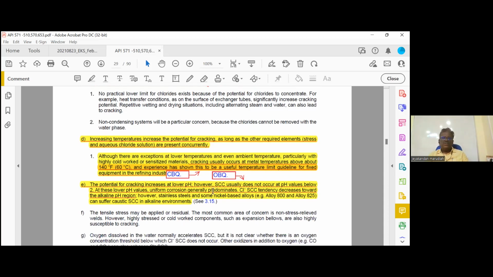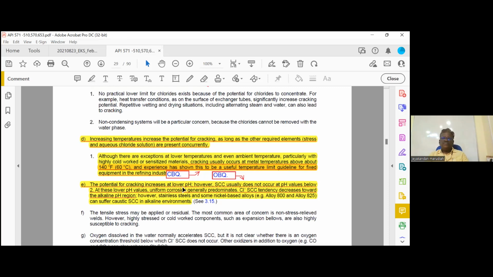Another one, this I forgot to tell, again important. Generally, it is an acidic stress corrosion cracking. Caustic and amine are alkali. Acidic means what? Below pH 7, but it will happen only above 2. Below 2, it will not happen. The potential for cracking increases at lower pH. However, SCC usually does not occur below 2. At this lower pH, uniform corrosion generally predominates. That is important. Open book question.